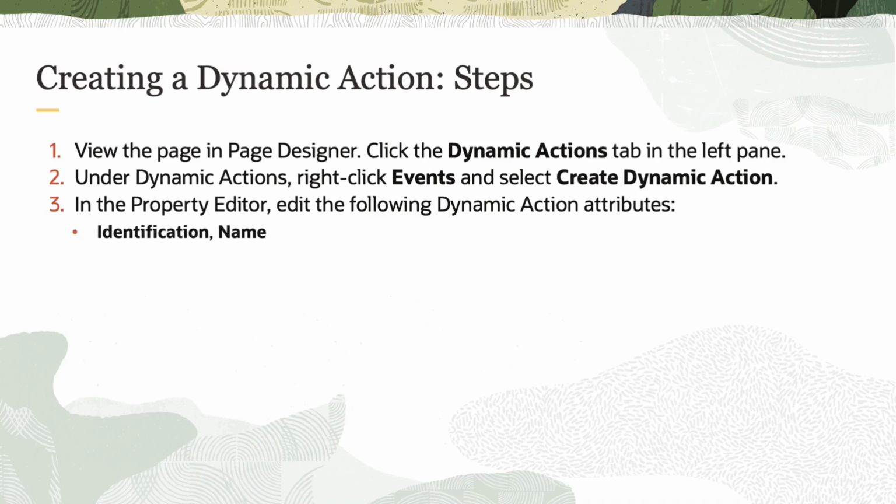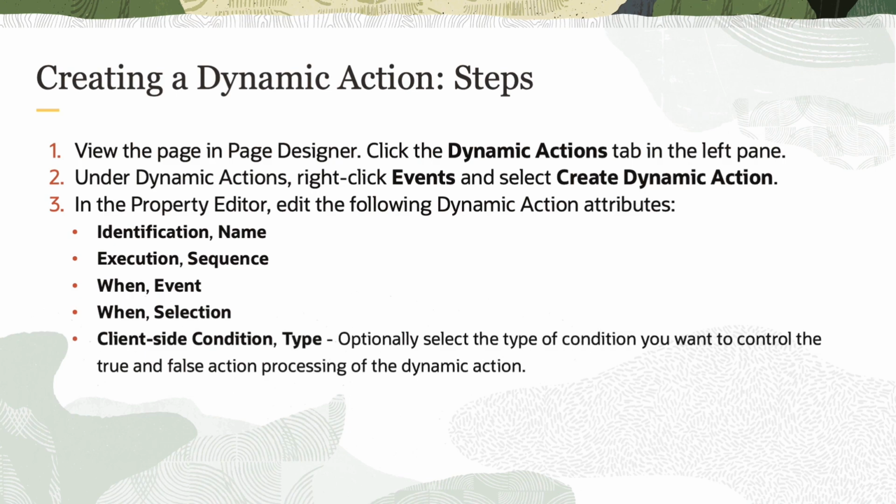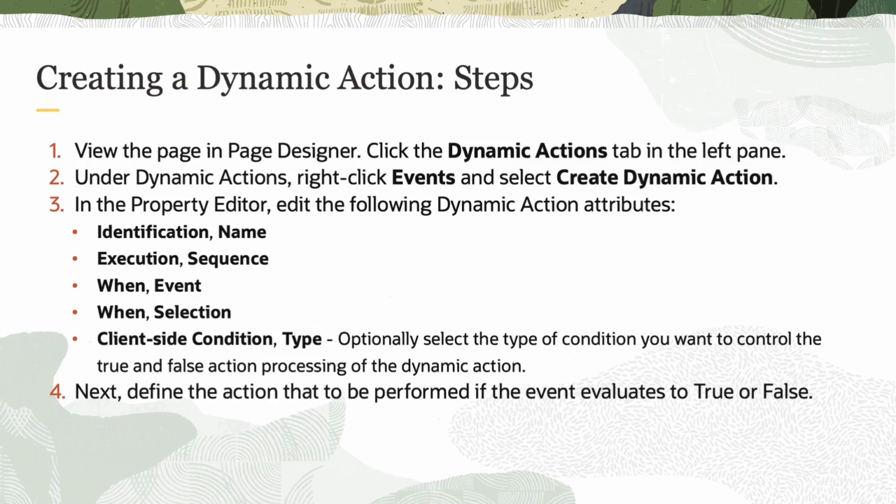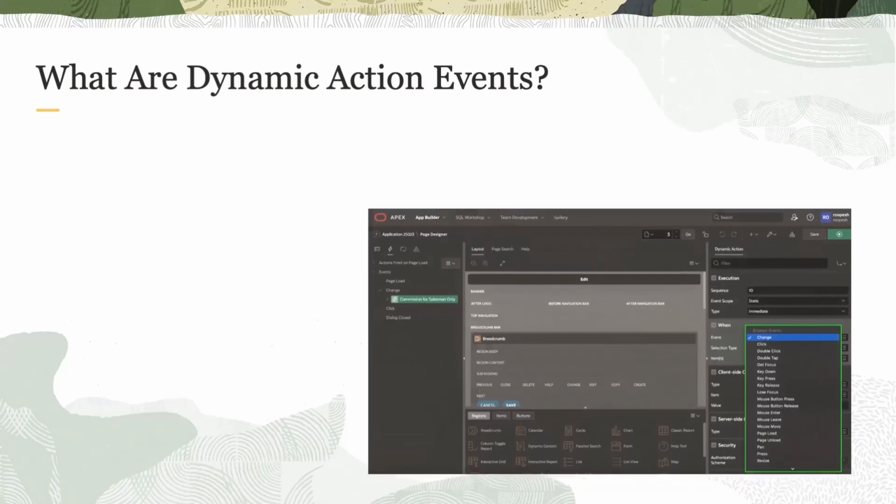First, you enter a name for the dynamic action and you enter the execution and the sequence. Under the When group, you enter the event details and the selection type. You also must enter the client-side condition, and optionally, you can select the type of condition you want to control the true and false action processing of the dynamic action. Next, define the action that is to be performed if the event evaluates to true or false. Finally, click on Save.